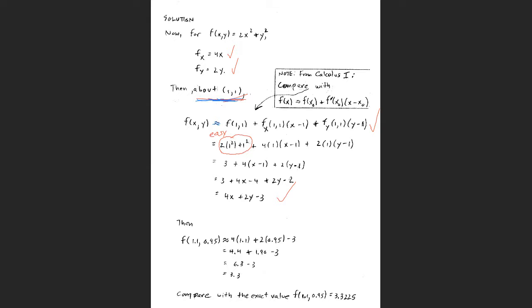Okay, so maybe I'll write this. f of x, y is approximately equal to that, it's approximately equivalent to that plane. So now we can evaluate the function at the point 1.1, 0.95. And you see the computation is easy to do.